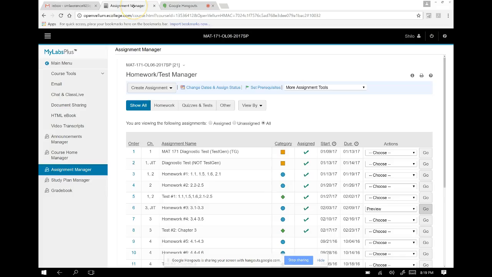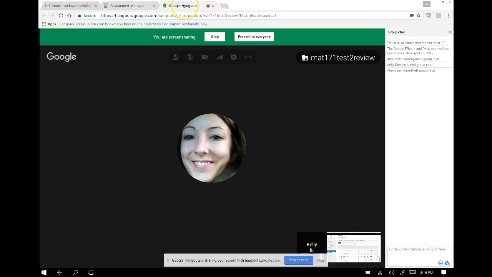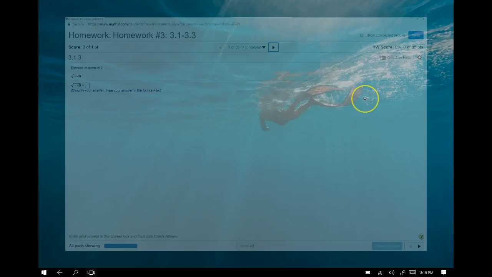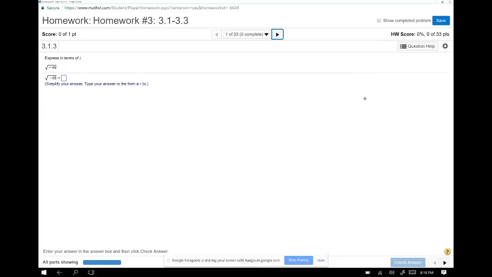All right, so I'm gonna go through some of the problems in homework number 3 and homework number 4, because all of the test questions are gonna come from your two homeworks. And then show you some ways that you can work through some of these problems quicker using your calculator or also a website called Desmos.